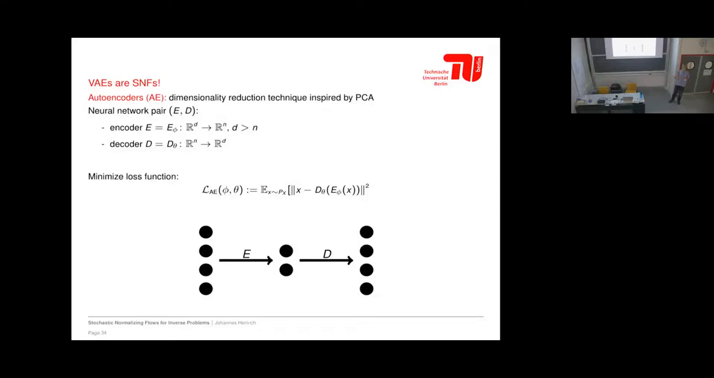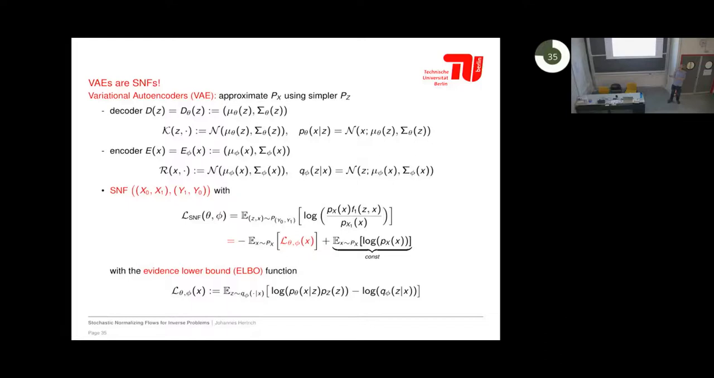Now the idea of a variational autoencoder is to say: we don't map any point from the high dimensional space to one point in the low dimensional space, but to a whole distribution in the low dimensional space. And this is exactly the notion of a Markov kernel. So we define our encoder, which maps to a normal distribution in the latent space, and we can vice versa go from the latent space back to the data space using a Markov kernel. Then we can derive this loss function, as once for stochastic normalizing flows. If one computes this loss function, what comes out is exactly the evidence lower bound, which is used for training variational autoencoders. So a variational autoencoder is in fact only a one layer stochastic normalizing flow.